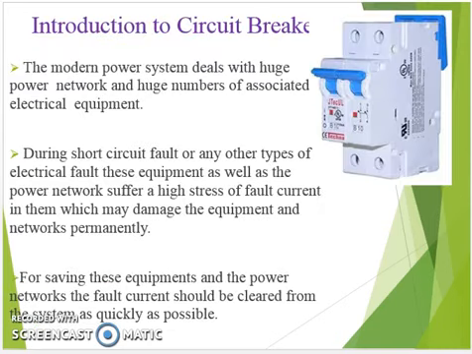So friends, the modern power system deals with huge power network and huge numbers of associated electrical equipments. During short circuit fault or any other types of electrical fault, these equipments as well as the power network suffer a high stress of fault current in them, which may damage the equipment and networks permanently. For saving these equipments and the power networks, the fault current should be cleared from the system as quickly as possible. You can see a miniature circuit breaker in the diagram.